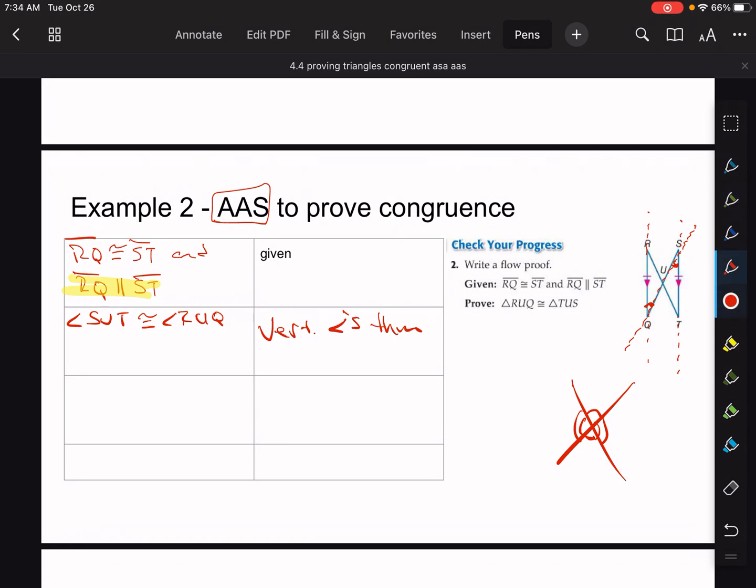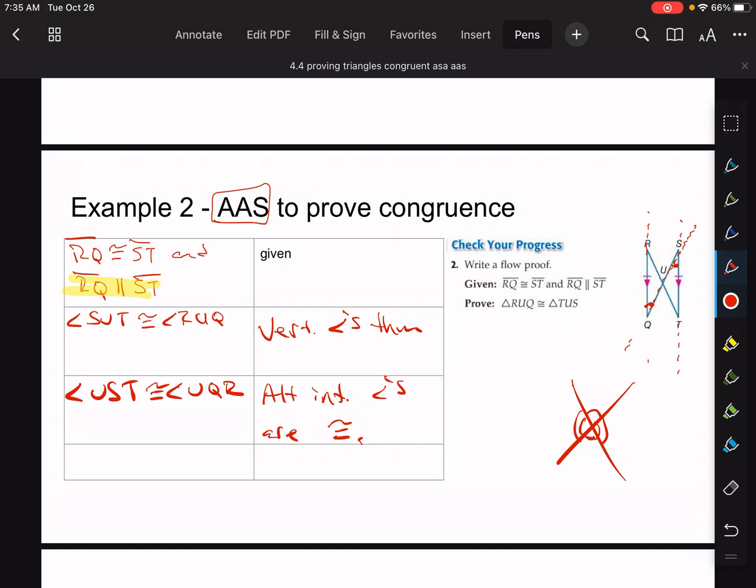So here we go. We could say that angle UST is congruent to angle, let me just make sure this is a Q. Yeah, angle UQR. Okay, and the reason that we can say that is the alternate interior angles are congruent. Okay, we're going back to our parallel postulates. So you can just abbreviate it that way.